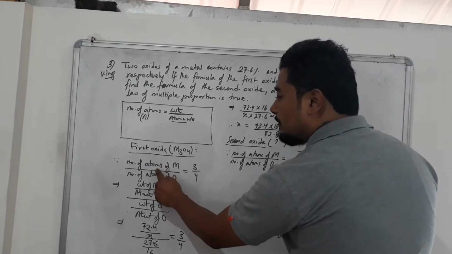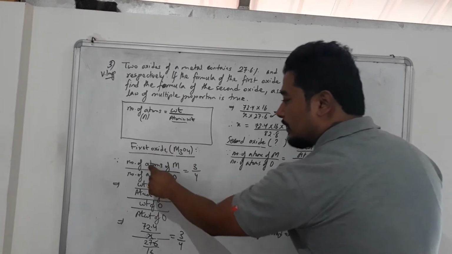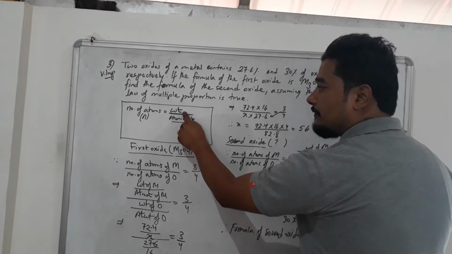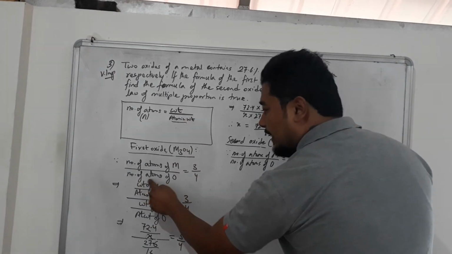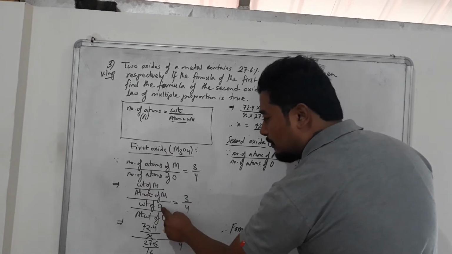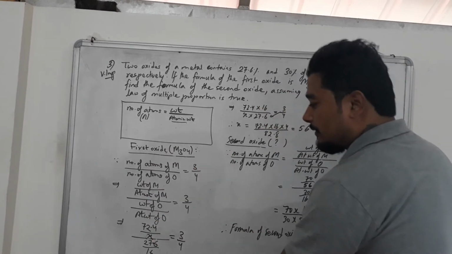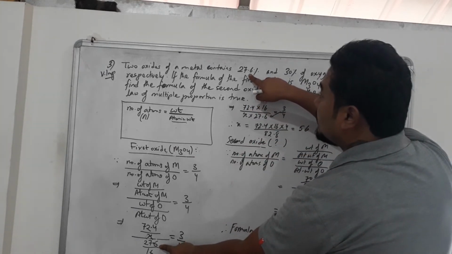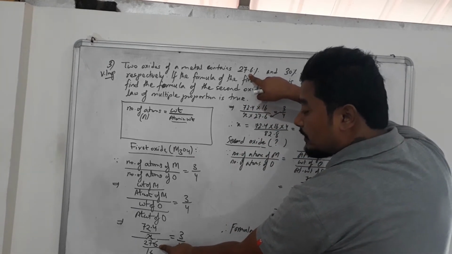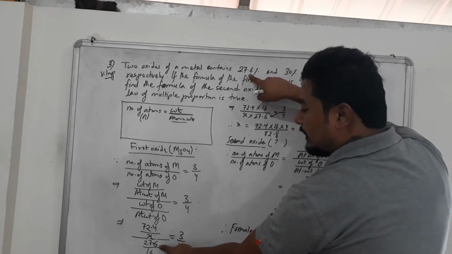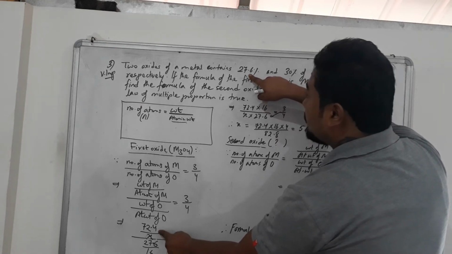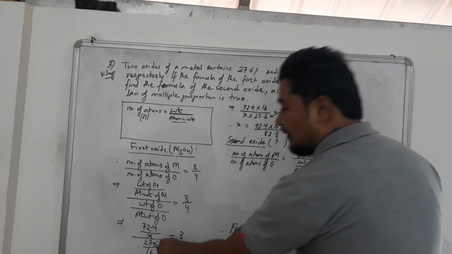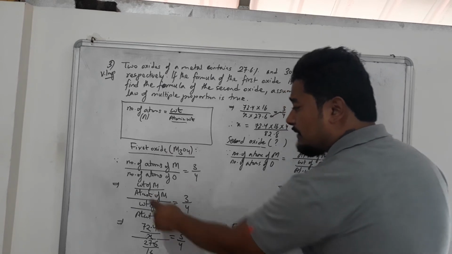Now what is the formula of number of atoms? Just now I gave you. The number of atoms of M is the weight of M by the atomic weight of M. Similarly, the number of atoms of O will be the weight of O by the atomic weight of O. Now you can see here, weight means percentage. The percentage of oxygen in the first oxide is given as 27.6. If you subtract this from 100, you will get the percentage of metal, that is 72.4. So this is the weight of metal, and this is the weight of oxygen. And both have to be divided by atomic weight.